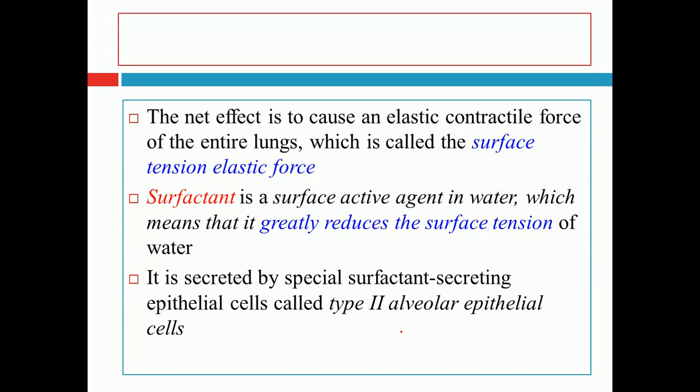The net effect is to cause an elastic contractile force of the entire lung, which is called surface tension elastic force, and this is actually the normal physiology. Then there is surfactant. Surfactant is a surface active agent in water, which means that it greatly reduces the surface tension of water.